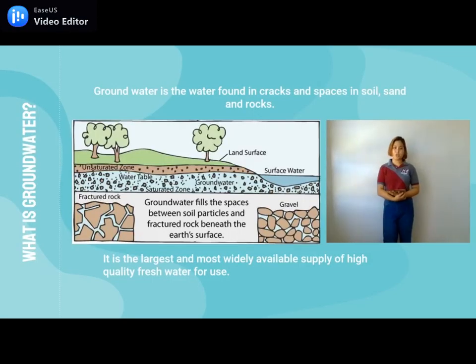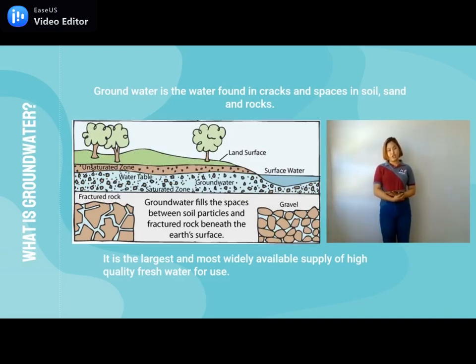What is groundwater? Groundwater is the water found in cracks and spaces in soil and sand and rocks. It is the largest and most widely available supply of high quality fresh water for use. As you can see in the picture attached, this is an illustration on where to find groundwater.